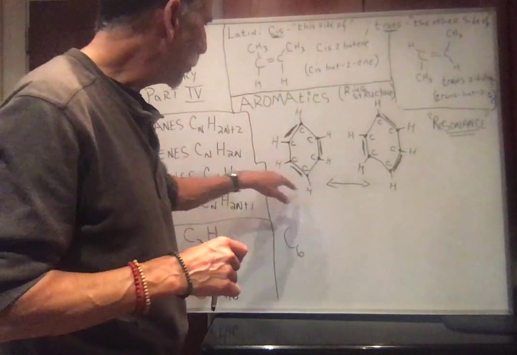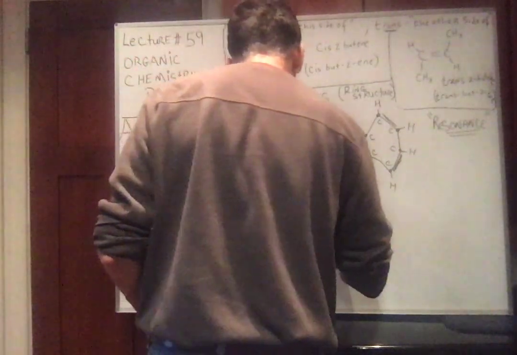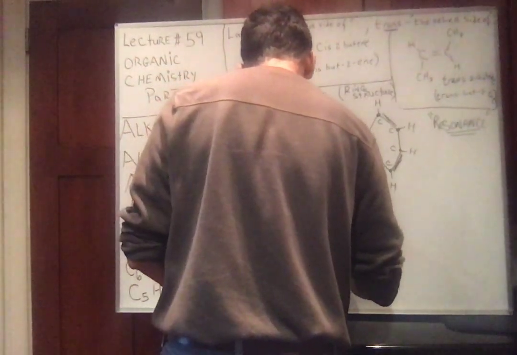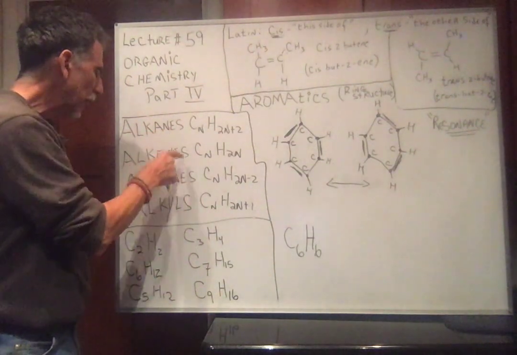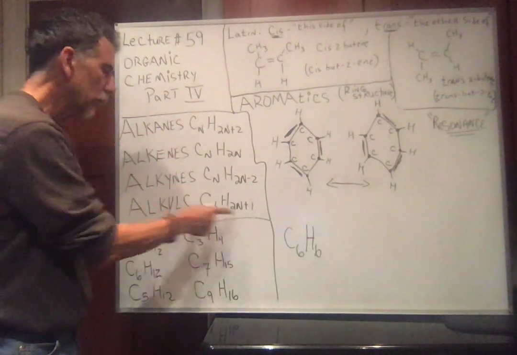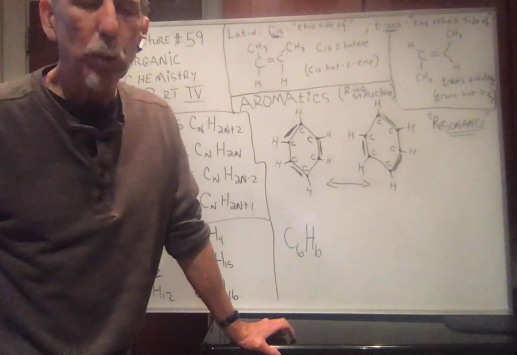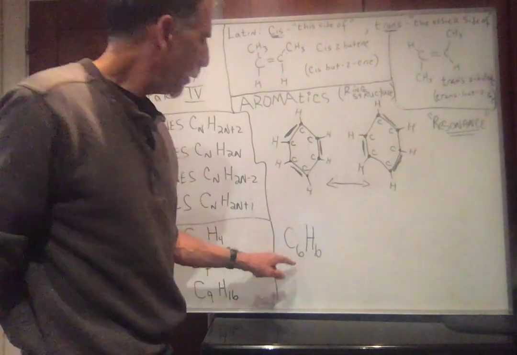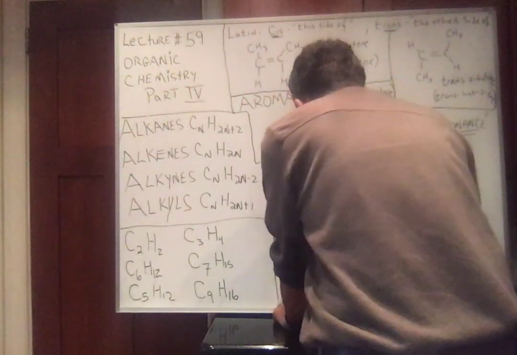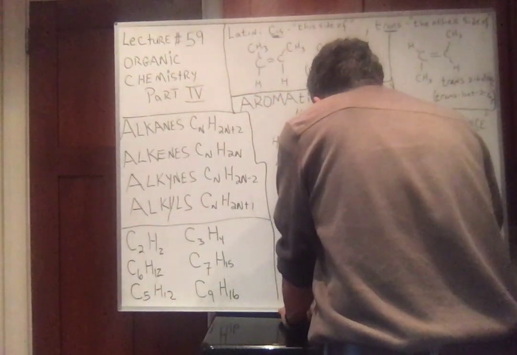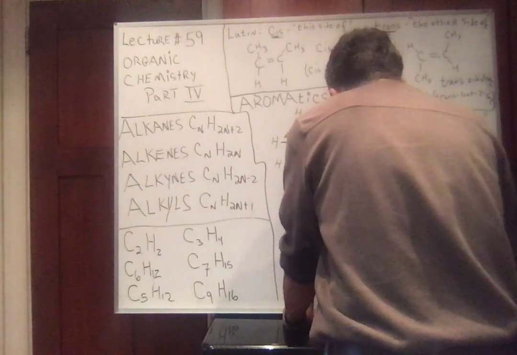Okay, so if we count the number of carbons, we had 6. If we count the number of hydrogens, we have 6. And if we look at all these formulas for alkanes, alkenes, alkynes, alkyls, we'll see that this does not obey any of the formulas. In fact, this ring structure, C6H6, is called benzene. Nice, carcinogenic.